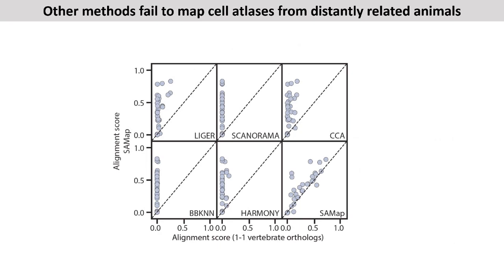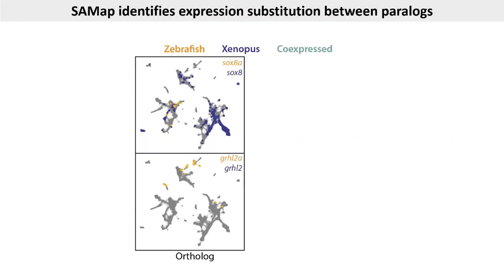The key benefit of using the full homology graph is to enable the genome-wide identification of paralogs that have greater similarity in expression across species than their corresponding orthologs. SEMAP identifies hundreds of such events with two examples shown here. So there's a minimal overlap between the ortholog pairs. In fact, in these examples, either the zebrafish copy or the frog copy is only expressed.